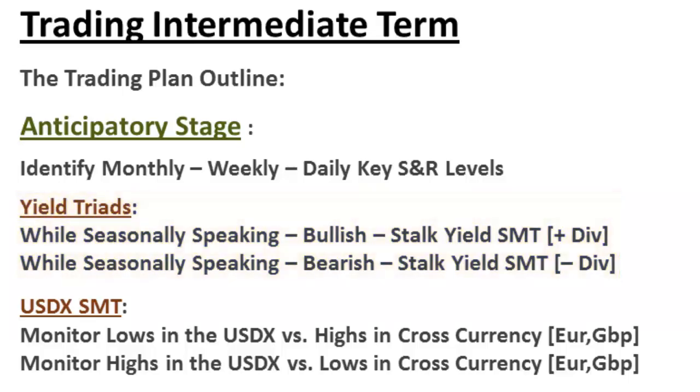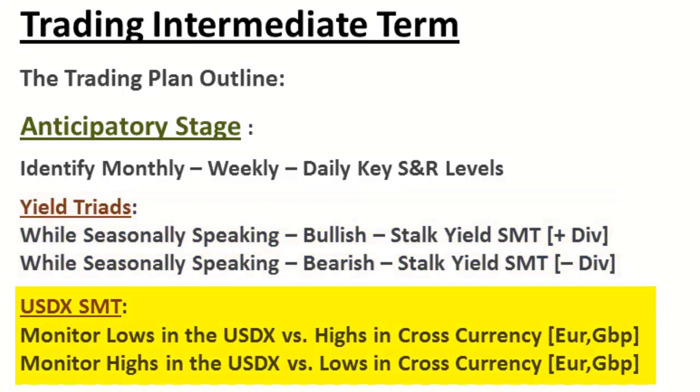Okay, at the same time, we would obviously be hunting the same scenario with the US dollar index. We would be looking for the lows in the US dollar index versus the highs in the cross currencies. Okay, and again, we're looking at the euro versus the dollar and the British pound versus the dollar.